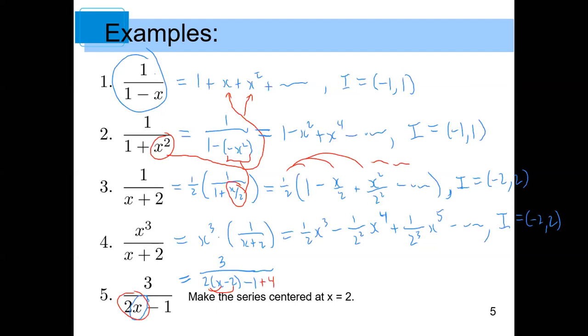Okay? So let's stare at that for a minute. This means I have 3 over, what is this? -4, or -1 plus 4 is what? 3. Right, this is 3 plus 2 times the quantity x minus 2. Okay, that's looking a little bit better. Instead of seeing an x, I at least see an x minus 2. Yeah? Now what am I going to do? Now what do we do?